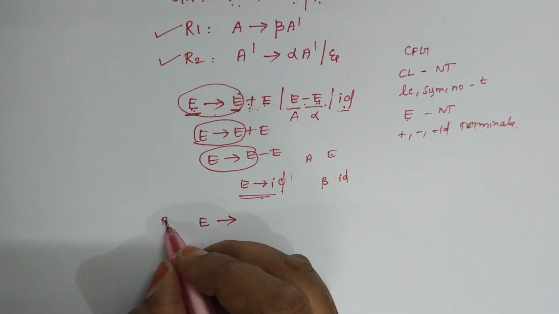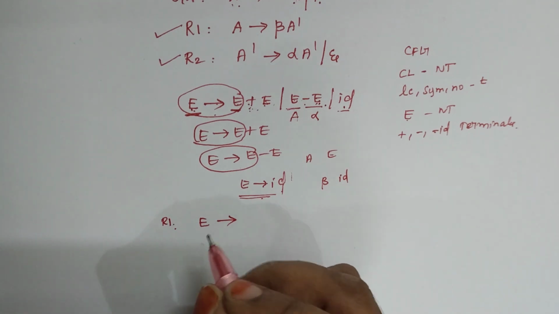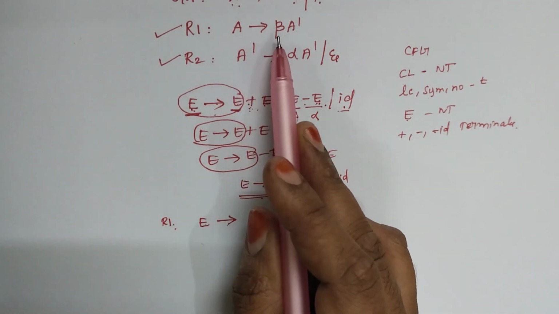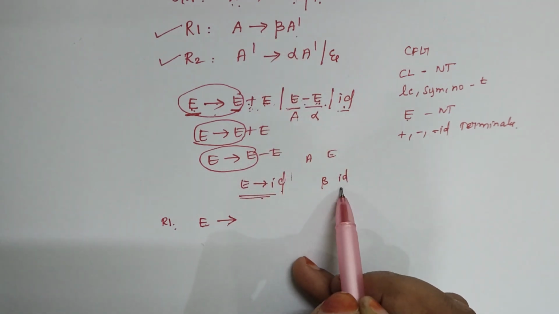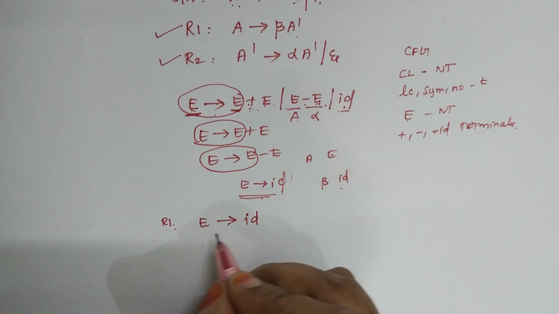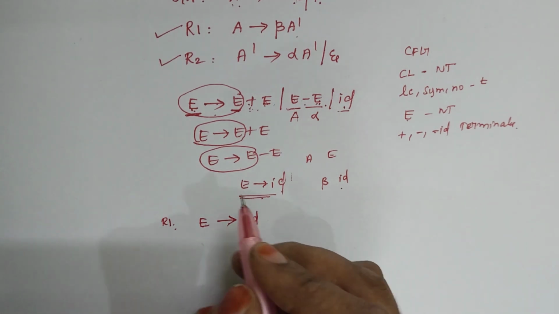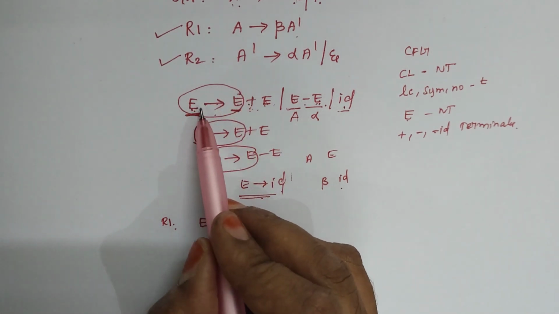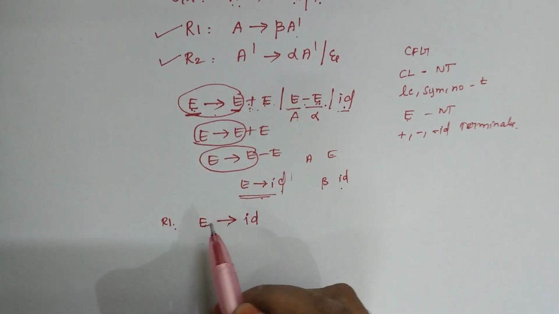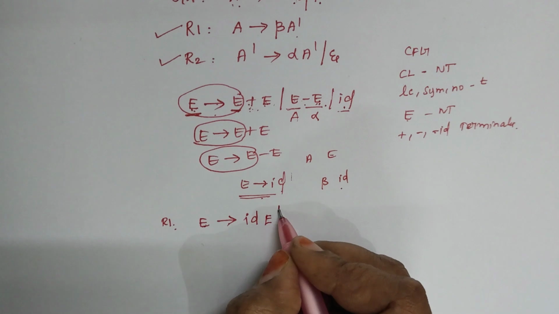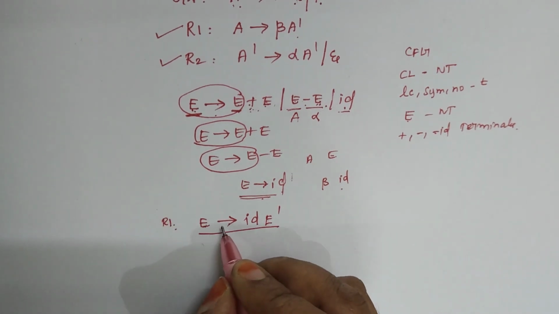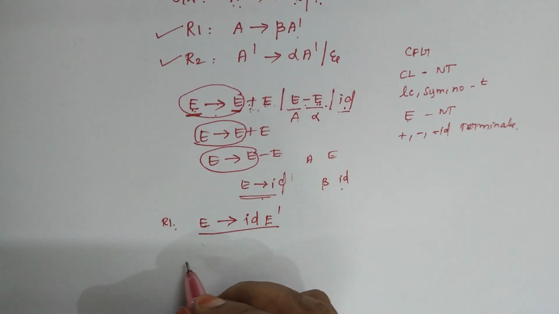So now as per the rule 1, now write down the solution. E produces, what is your rule 1? A produces beta A dash. What is your beta? ID is your beta. Then we have to introduce dash to the start symbol, I mean the non-terminal which has the left recursion. Here our E has a left recursion. So write the E and introduce the dash. By applying the rule 1, you will get E produces ID E dash.